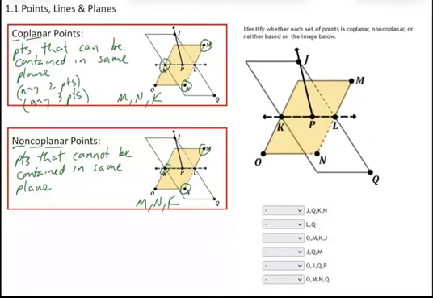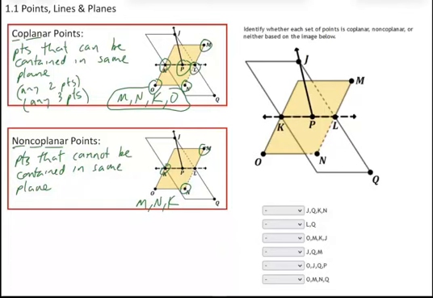So if I want to find a set of coplanar points, I need to find another point that's on that shaded plane. What are my choices on that upper one? Coplanar points with M, N, and K would be L, what else? O, and P. So any of those 3 would be considered. So here if I just put O, that would be a set of coplanar points.